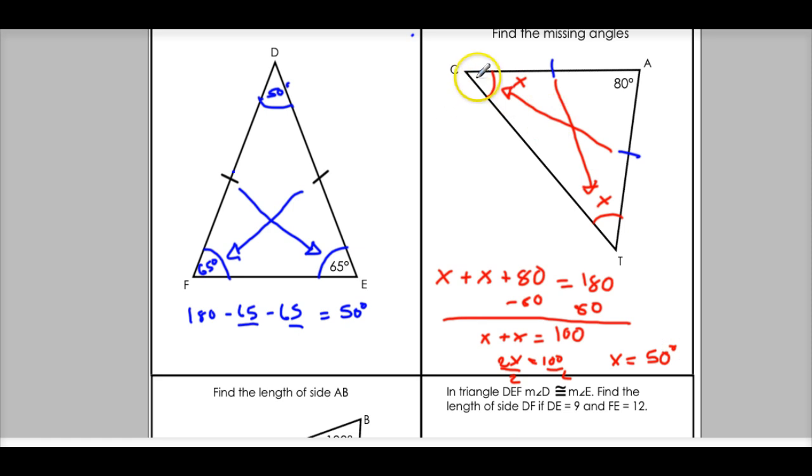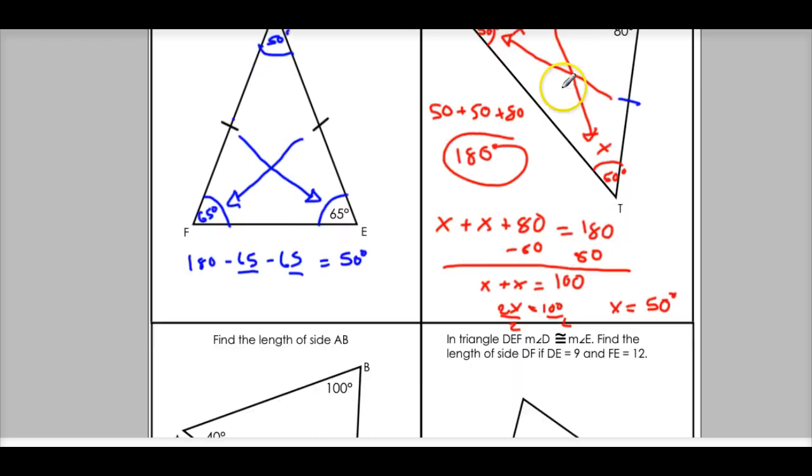So I know angle C is 50 degrees, and I know angle T is 50 degrees. And let's check to see if that even makes sense. Well, 50 plus 50 plus 80, that's 180 degrees. So yeah, that does make sense. And these two are congruent, and we did it.